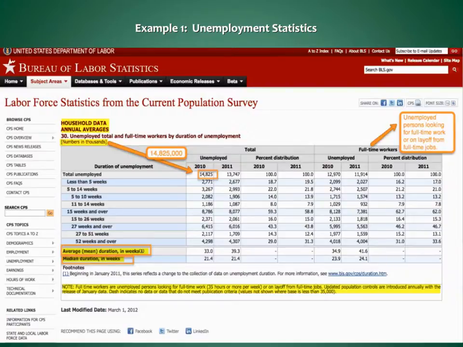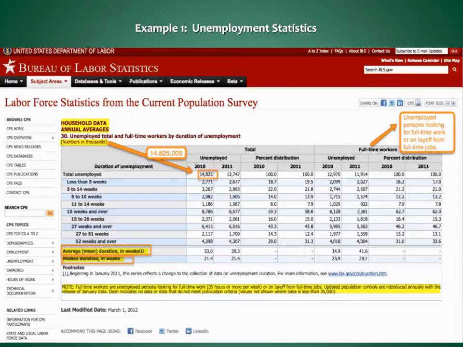Next is household data. The CPS is a monthly survey of households. It gathers data, among other things, on the number of unemployed people in a household. Below that it reads annual averages. Most everything reported in this table is an annual average. Any exceptions will be indicated on the individual lines. And finally, unemployed total and full-time workers by duration of unemployment. Review the note at the bottom of the table for an explanation of what full-time workers are.